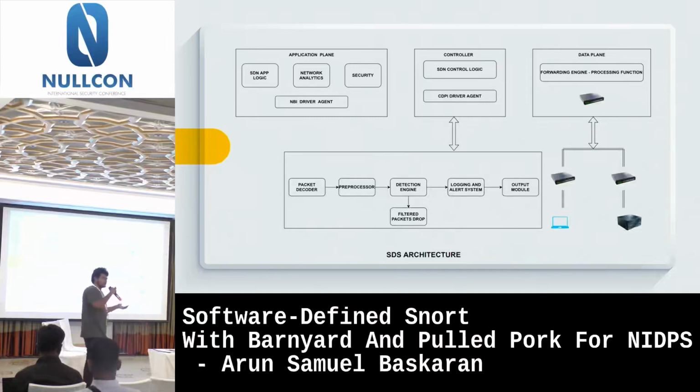The detection engine has the rule sets, and they are matched against the particular packet. If any rule is matched, it would be accepted and sent to the log, the log would be triggered, and then the output module.